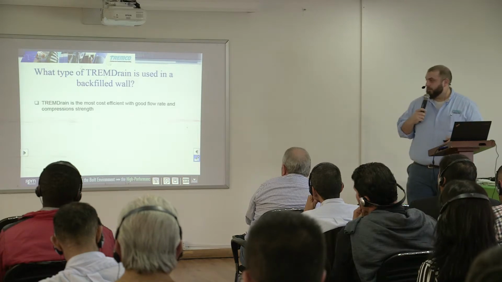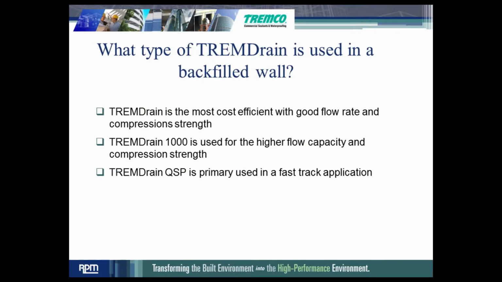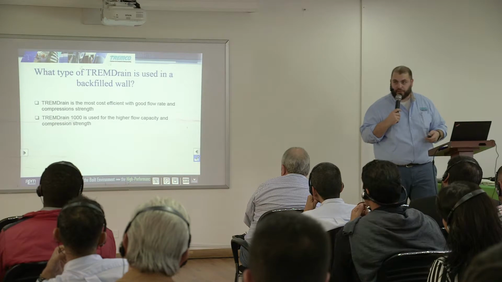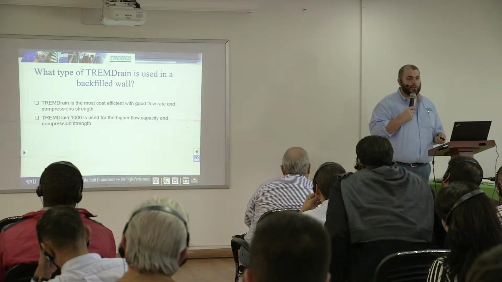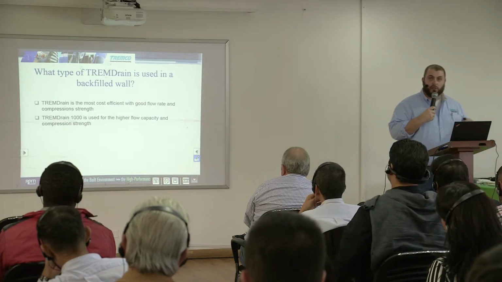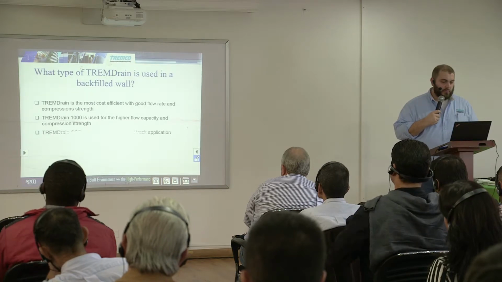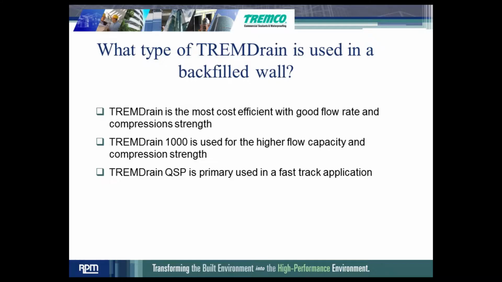In a backfilled wall application, TREMDrain, with no numbers after it, is the most cost-efficient way with a good flow rate and compressive strength. TREMDrain 1000 would be used in that application if you expect to see a higher water flow rate. And one possibility that's not used very often is TREMDrain QSP.